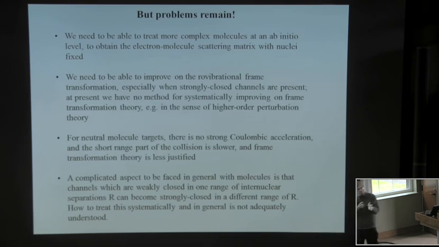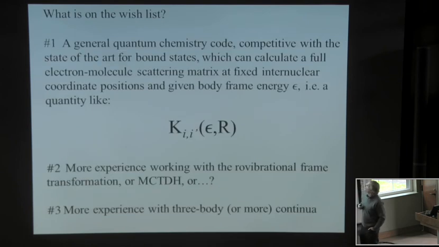So how do you change? Maybe you need a partitioned R matrix in the internuclear distance and treat the channel as really strongly closed here, but weakly closed over here. This, I still think, is an area that needs to be improved.